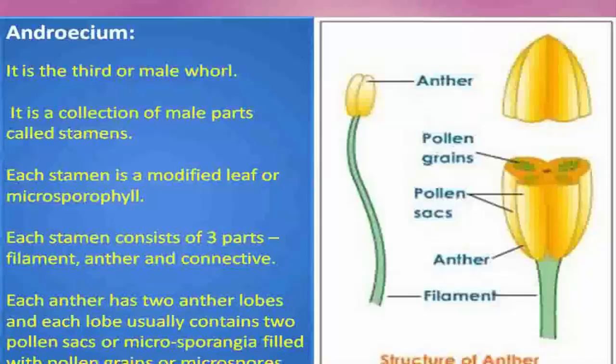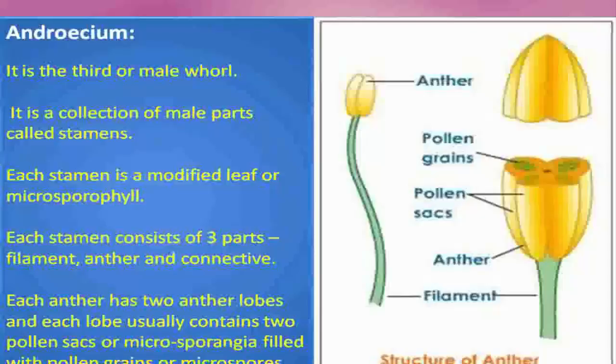The pollen grains are produced in pollen sacs. A sterile stamen is called staminode. Please note that, the sterile stamen is known as staminode. So you can say that each stamen is a modified leaf or microsporophyll. Each stamen consists of three parts.